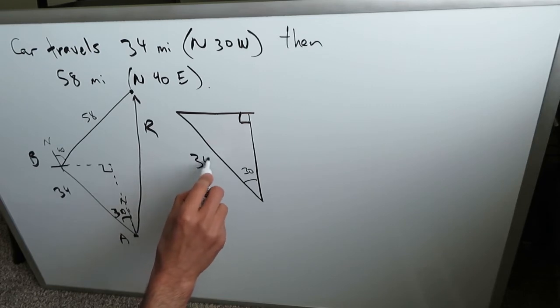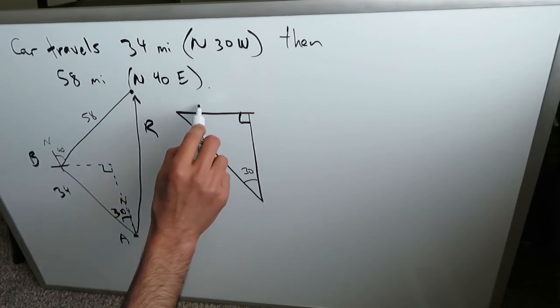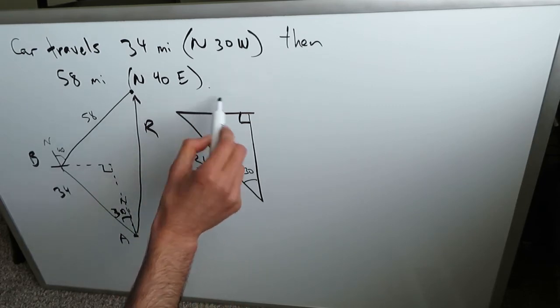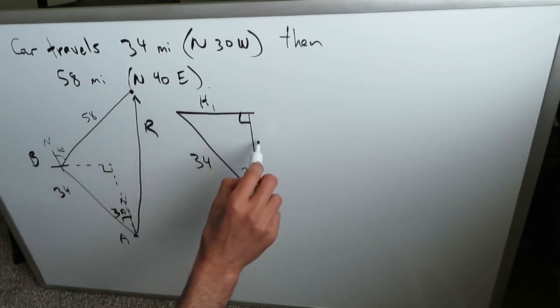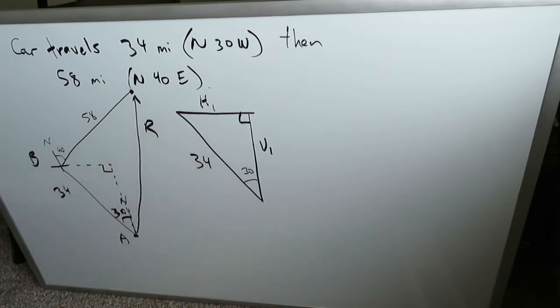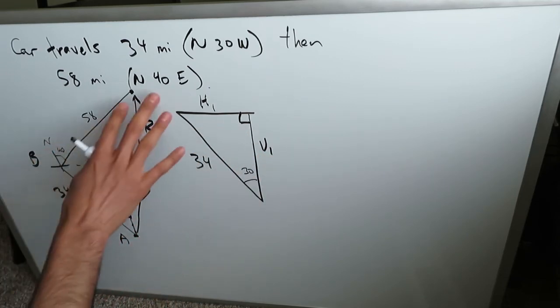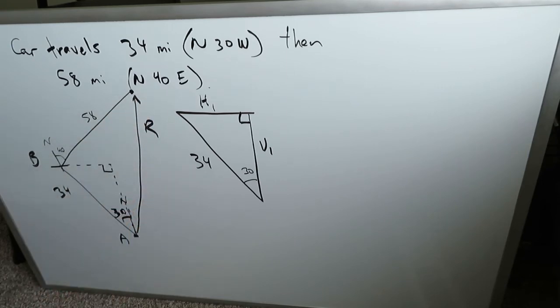We have a 34 over here, which represents the hypotenuse, and we have one side over here which represents, let's call this, horizontal 1, and we have one side over here which represents vertical 1. We have to determine horizontal 1 and vertical 1 using the trigonometric ratios for this first event of the journey, then we'll do the exact same for the next event of the journey, then we'll go from there. We're determining the horizontal and vertical components.